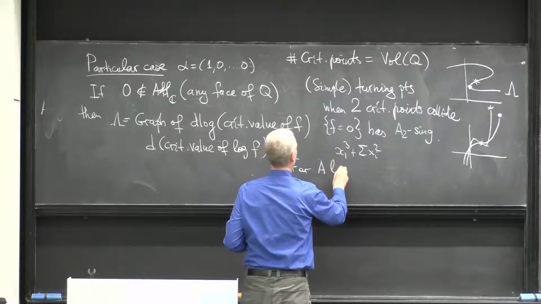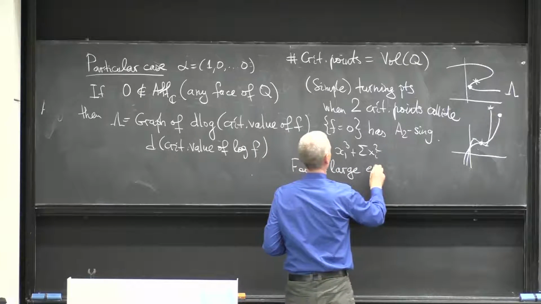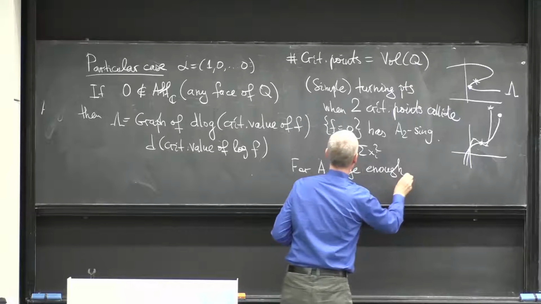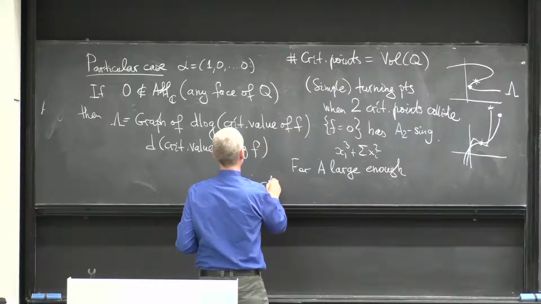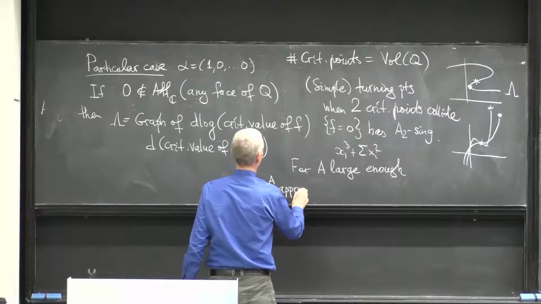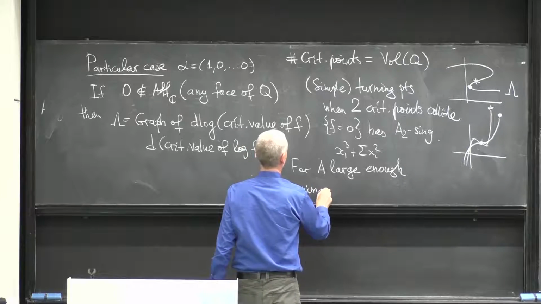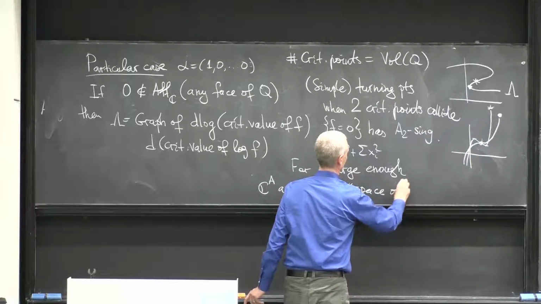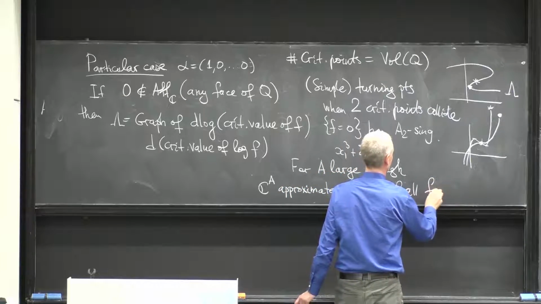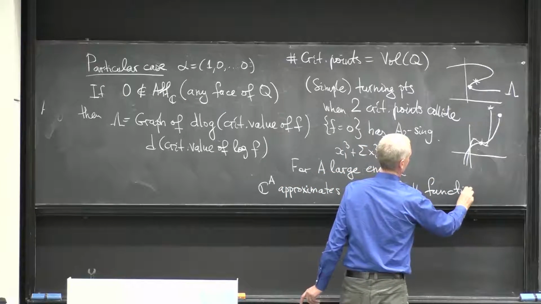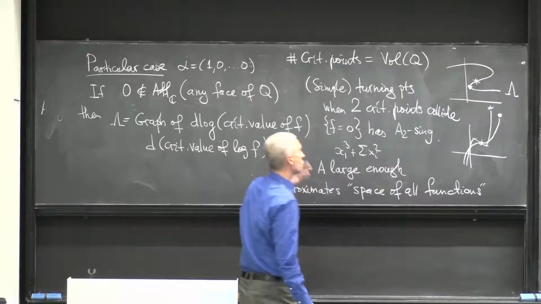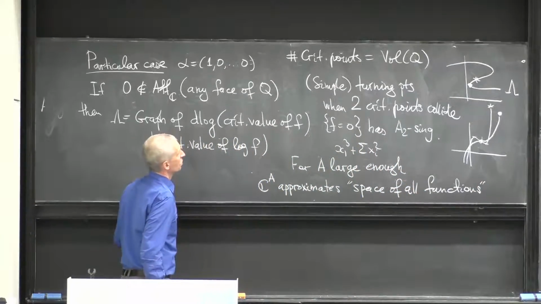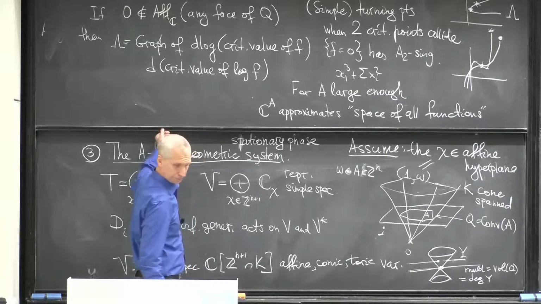So for A large enough, C to the A approximates the space of all functions. And we can see the phenomenon that should generically appear in the space of all functions.